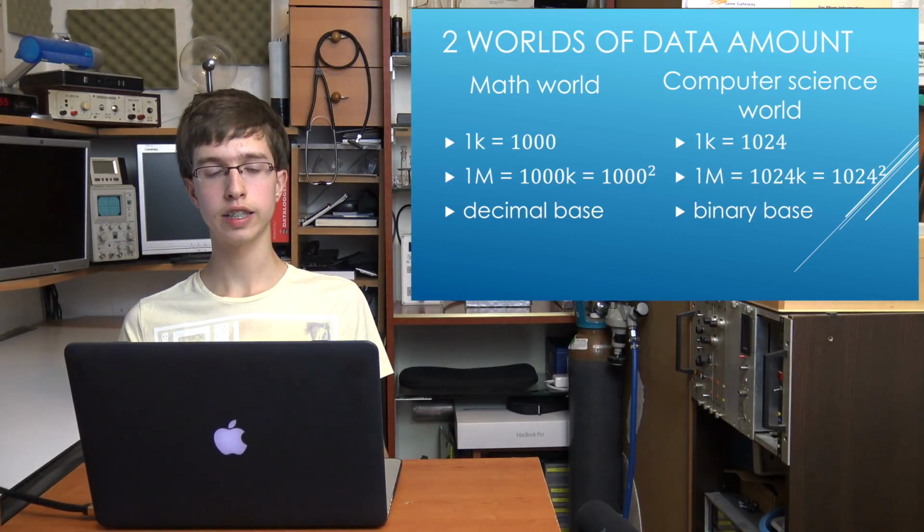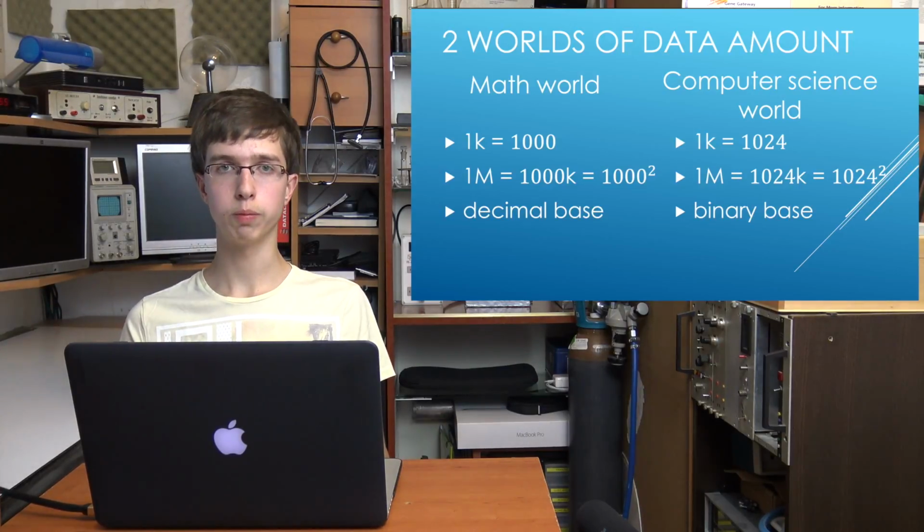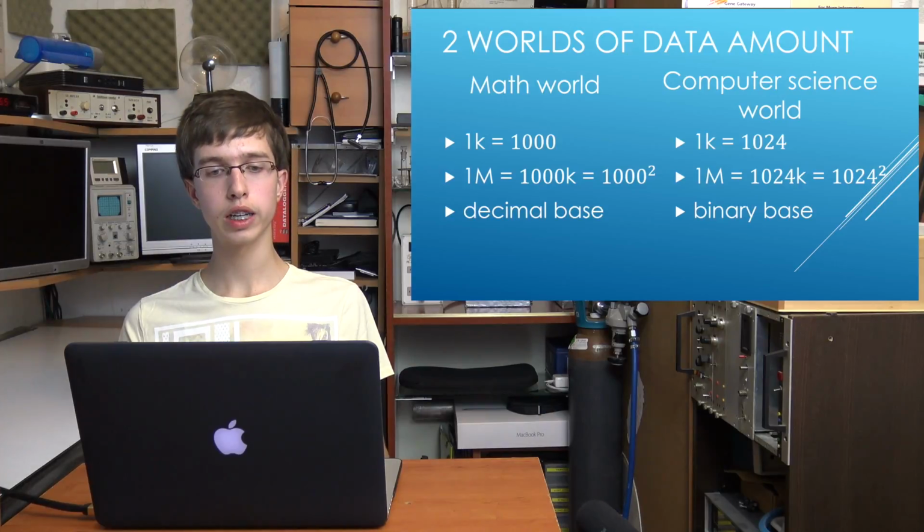In math world is decimal base, number 10, where 1 kilo is 10 on the third power, so 1000, and 1 mega is 10 on the sixth power, 1 million, or 1000 kilos, and so on. In computer science world is binary base, number 2, where 1 kilo is 2 on the 10th power, 1024, and 1 mega is 2 on the 20th power, or 1024 kilos.